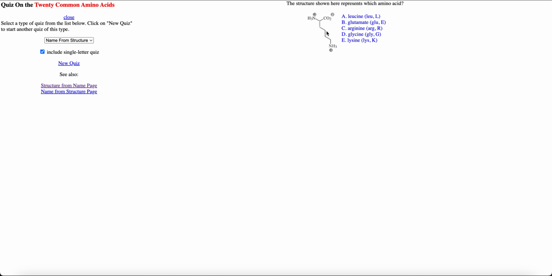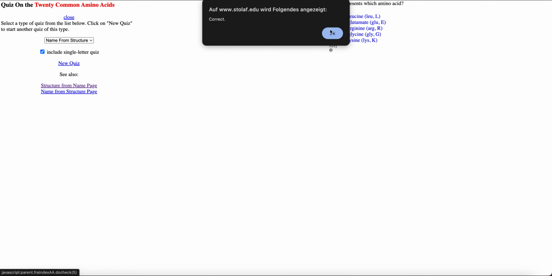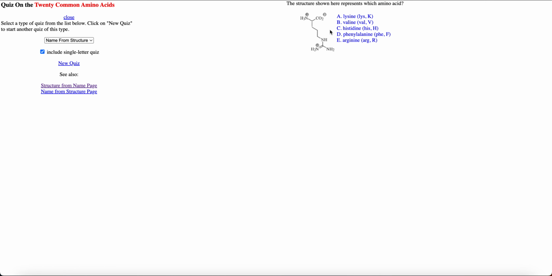So we have multiple carbons, and then it ends with the NH2. So I think it's lysine, because that means it's basic, lysine, K. That's correct. The structure shown: okay, so we have multiple carbons, and there are multiple nitrogens. So I think histidine.